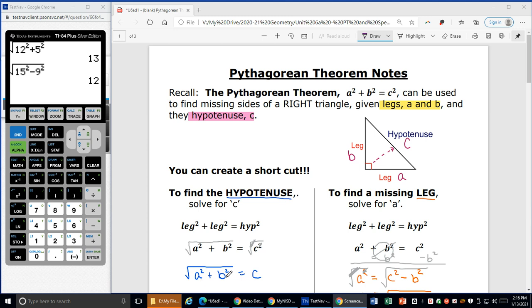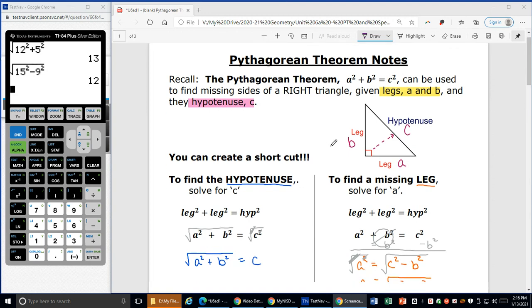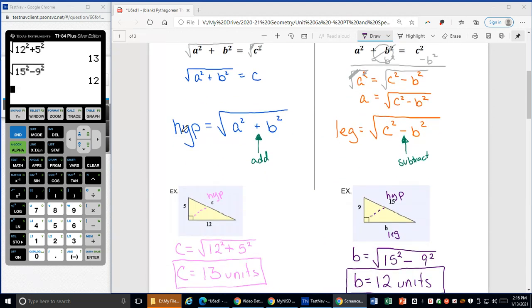All right, welcome back. In the first video notes, we reviewed the Pythagorean theorem, and we made some shortcuts. Anytime we're looking for the hypotenuse or a leg, we're going to use a square root. We take the two numbers we were given and square them, and if we're looking for a hypotenuse, we add them together.